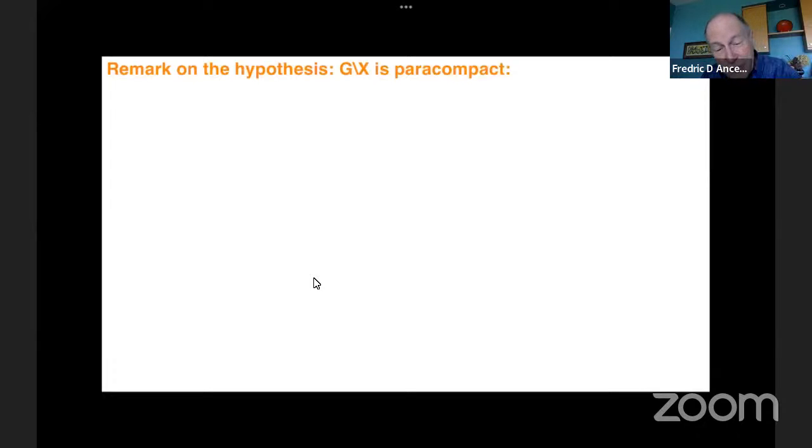And as I said, the alternative is you come up with an example of a group of homeomorphisms of a metrizable space where the smallest G invariant gauge structures are uncountable.